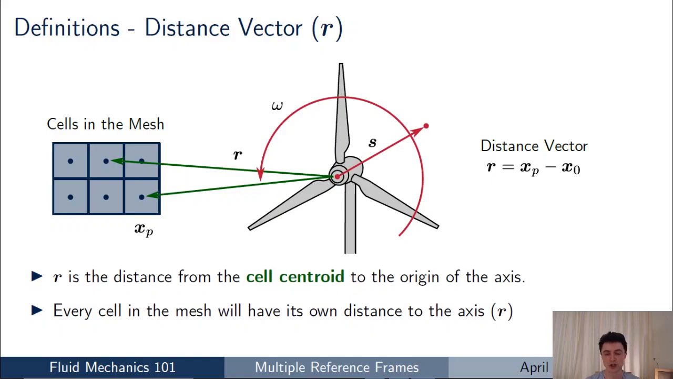And of course, what we're going to use this distance for is to work out the rotational component of the velocity relative to the rotating rotor. So just bear that in mind in the derivations that follow, that the rotation vector, omega, is going to be the same for every cell in the mesh. However, the distance vector r is going to be different for every cell in the mesh.